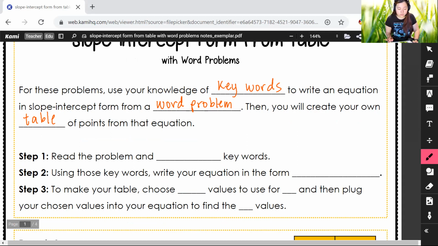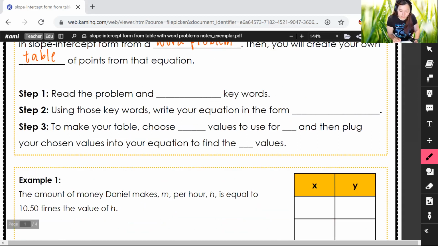Okay. So step one, you want to read the problem and annotate keywords. Remember, I like to circle numbers and underline keywords. If highlighting works better for you, go for it. Step two, using those keywords, write your equation. It's in slope-intercept form. That's y equals mx plus b. And then to make your table, you want to choose 4 values to use for x, and then plug your chosen values into your equation to find the y values.